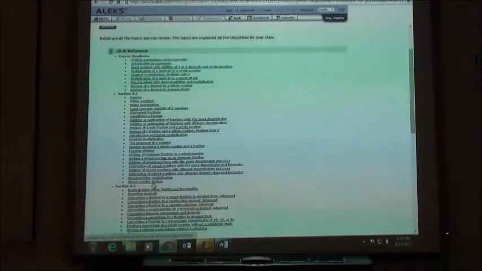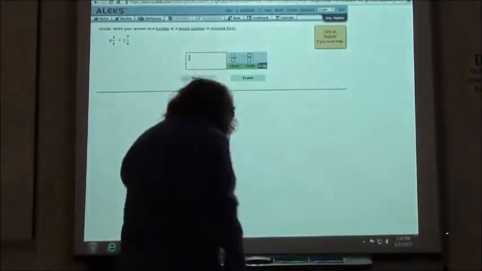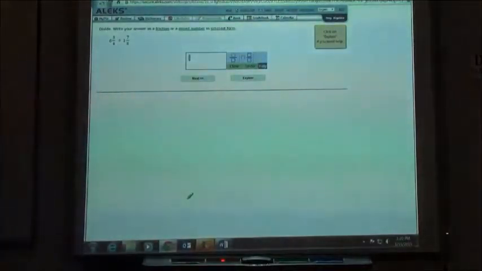Review mixed number division. That's where we want to be. All right, so scratch off the one on your paper and make it this problem: 6 3/4 divided by 1 7/8.